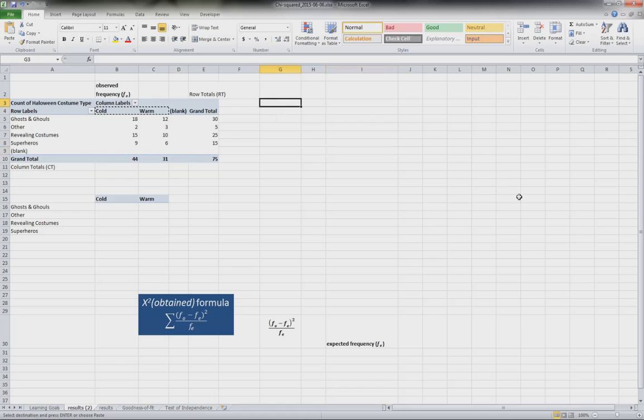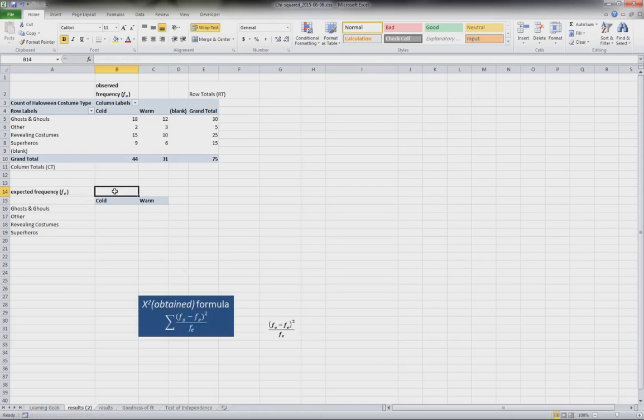And so the way we do that is our expected frequencies in this case. Expected frequencies are calculated as row total times column total divided by n. And our n here is the 75.